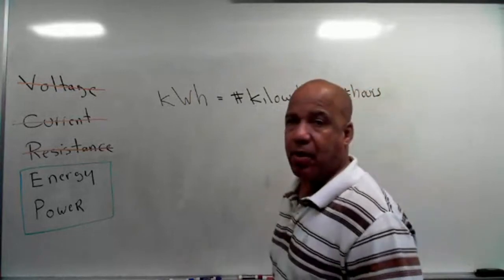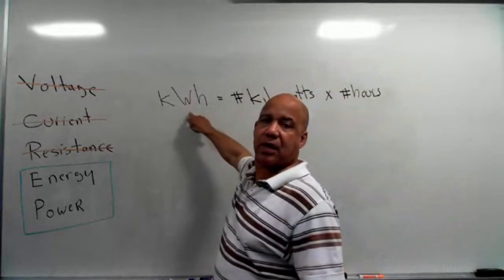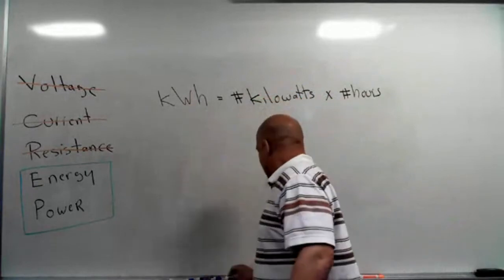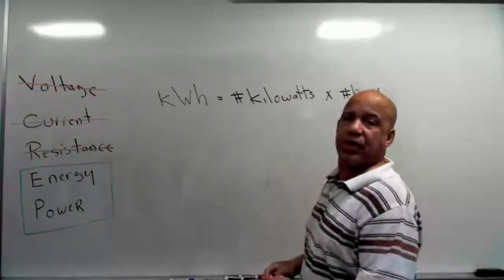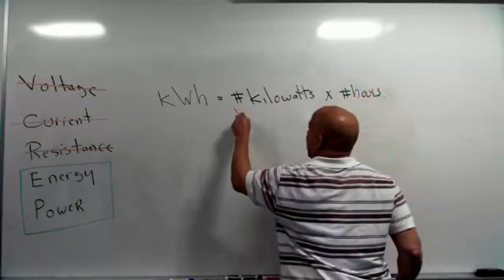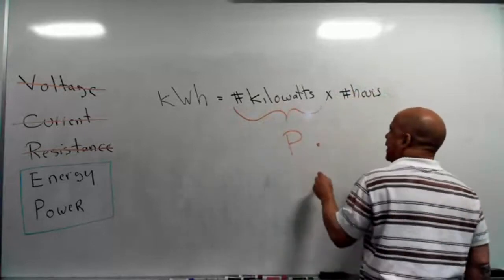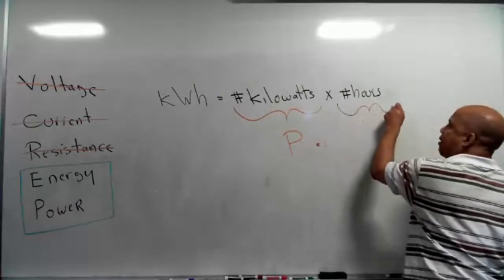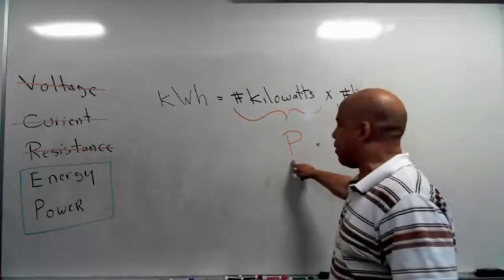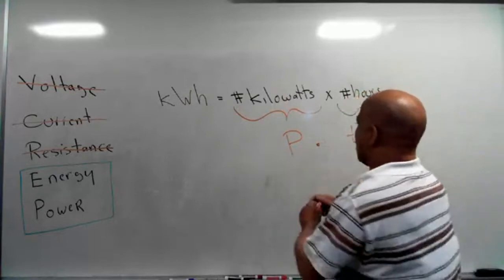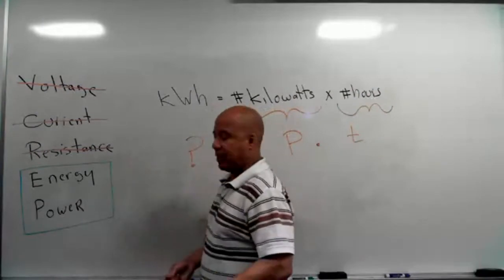You want to know about kilowatt hours. What is a kilowatt hour? What physical quantity does this represent? Now, if I study this, I'm taking kilowatts, which is power. This factor right here is power, and I'm multiplying it by this factor right here, which is time. So the question is, if I take power and multiply by time, what kind of physical quantity do I get? Which of these do I get?